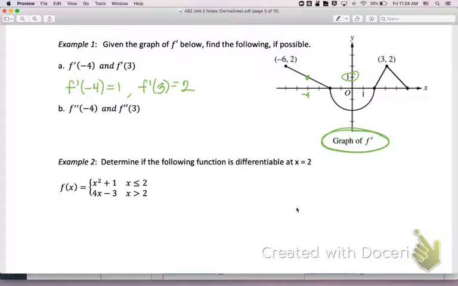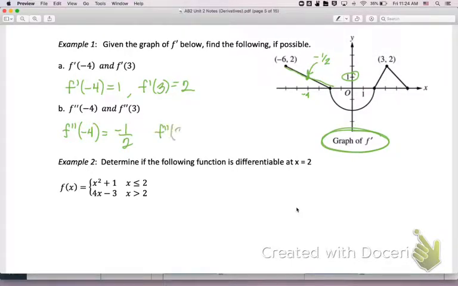Now they're asking us about those two tick marks, which mean we want the second derivative. So we want the derivative of f prime. F double prime of -4 and f double prime of 3. Remember, the derivative represents the slope. So looking at the graph, what's the slope of the segment where x is equal to -4? That's this segment right here. That has a slope of -1/2. Okay, so f double prime of -4 is equal to -1/2, because that's what the derivative represents.